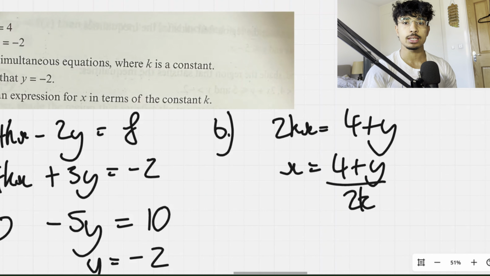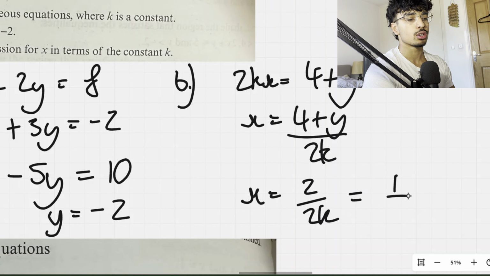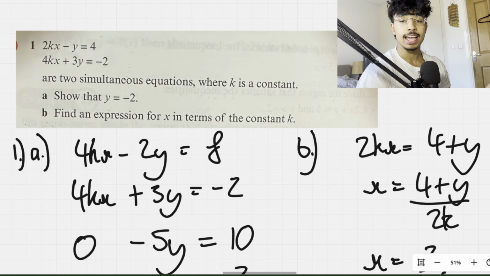Okay, and we know y is equal to negative 2 and 4 minus 2 is equal to 2. So x is actually equal to 2 over 2k, and obviously 2 over 2k is just equal to 1 over k, and that, ladies and gentlemen, is the answer to A and B.